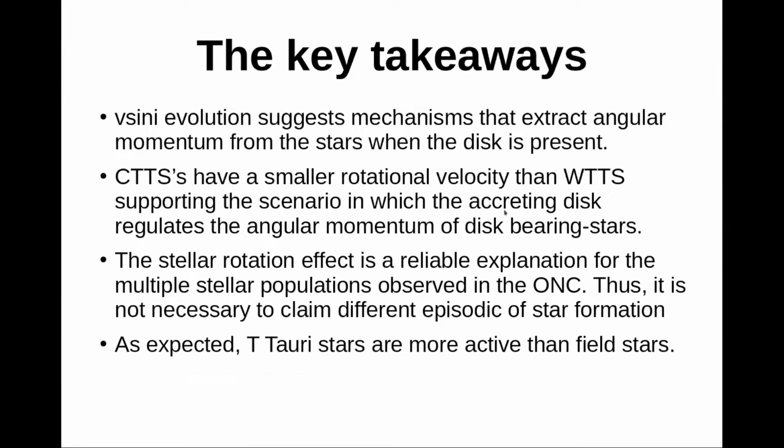The key takeaways here: this spin evolution suggests a mechanism that extracts angular momentum from the stars when the disk is present. Classical T Tauri stars have a smaller rotational velocity than weak T Tauri stars, supporting the scenario in which the accreting disk regulates the angular momentum of these young stars.